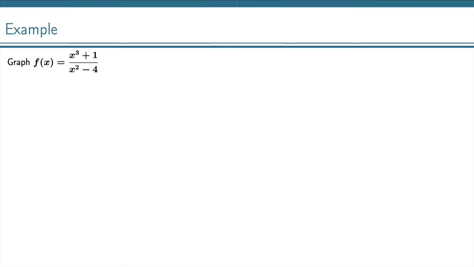We have a rational function here, x cubed plus 1 over x squared minus 4. In order to graph this, the first thing we would like to do is factor it completely. Our denominator is a difference of squares. That factors as x minus 2 times x plus 2. The numerator is a sum of cubes, and that's a little bit less familiar to most people.